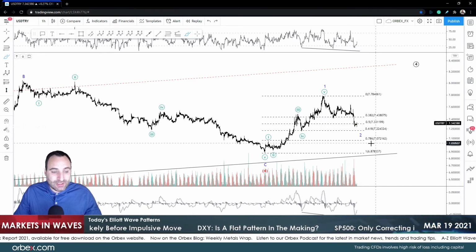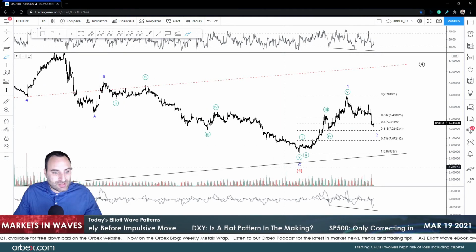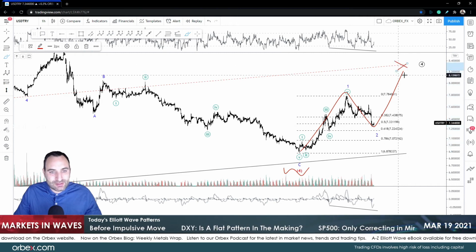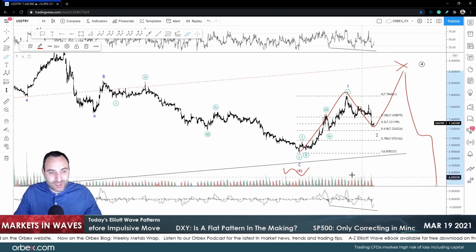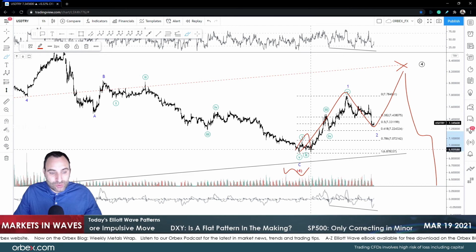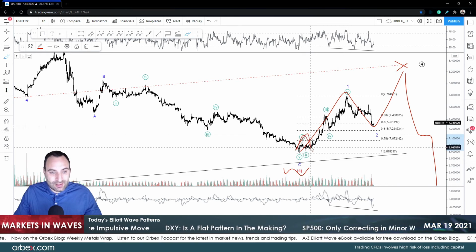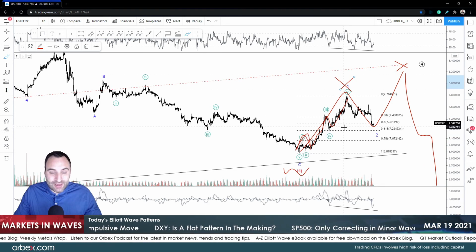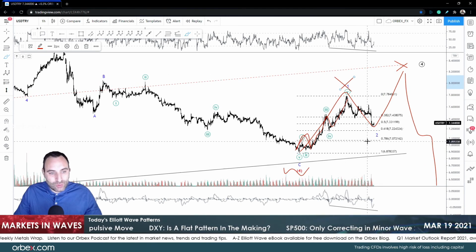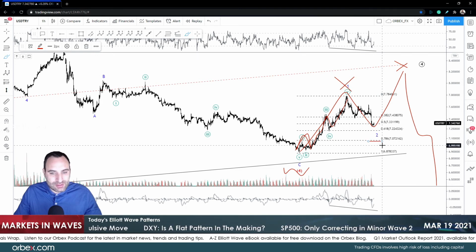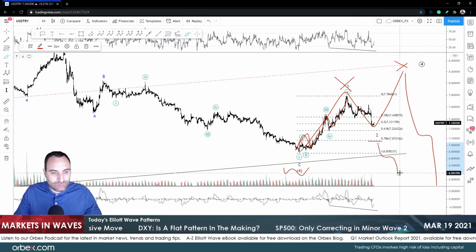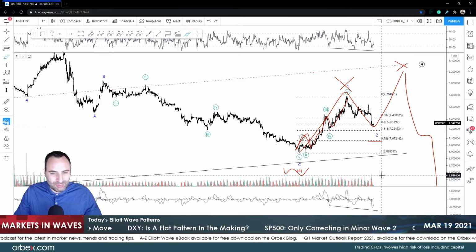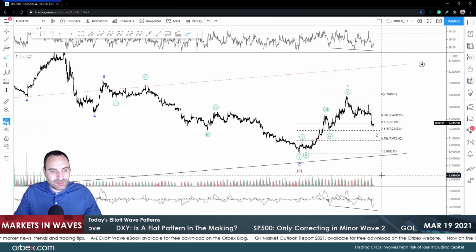Now, the other scenario, of course, as you well know, this is an ABC, so it could be a case where this becomes a W. This is going to be an ABC, X, and Y. And the truth is that this could also be an ABC over here. That's the A, that's the B, and we've got 1, 2, 3, 4, and 5, which means that we could have ended wave X here. This will be more of a case if we break below the 7.05, which means we're most likely going to continue a bit lower to get obviously wave Y as well. But I'm not favoring this scenario as much.